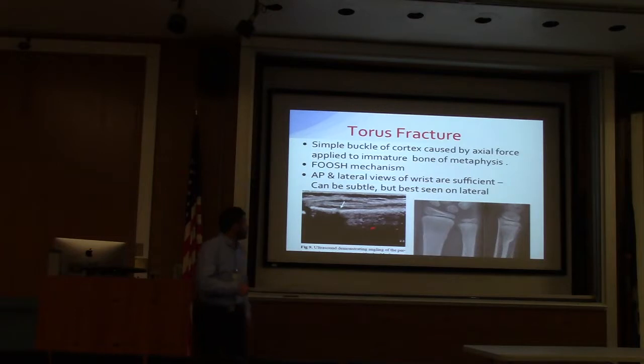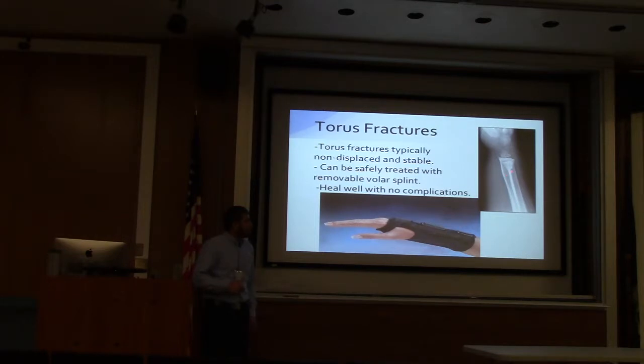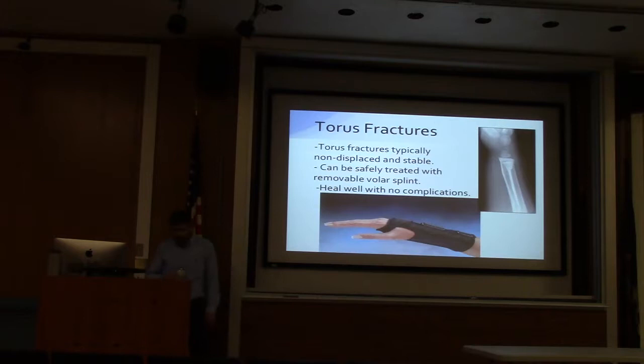Usually the mechanism is falling with an outstretched hand. Another name for it is torus fracture. By definition, it is a stable fracture. It's usually non-displaced, and the treatment is just a removable splint. It usually heals well with no complications.